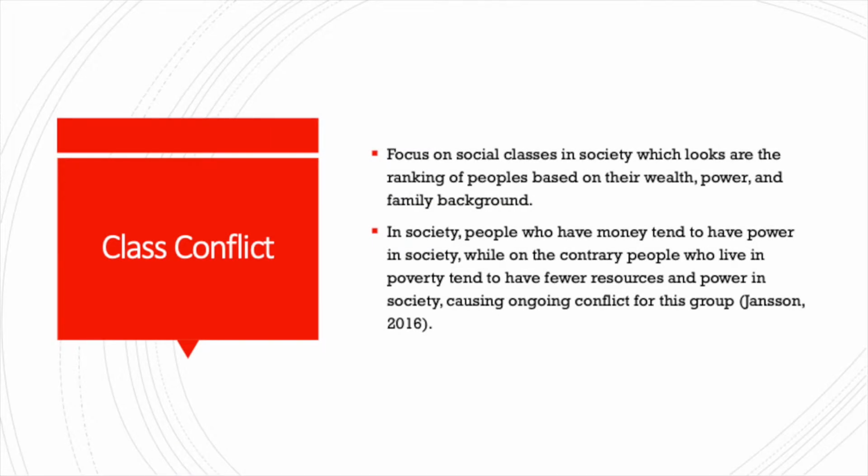So class conflict focuses on social class and society, which looks at the rankings of people based on their wealth, power, and family background. In society, people who have money tend to have power in society, while on the contrary, people who live in poverty tend to have fewer resources and power in society, causing ongoing conflict for this group.